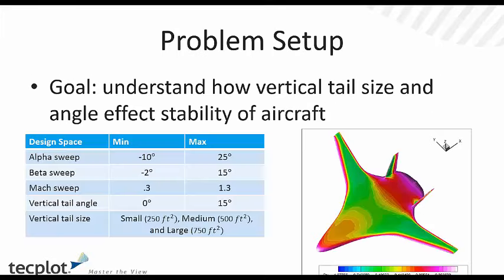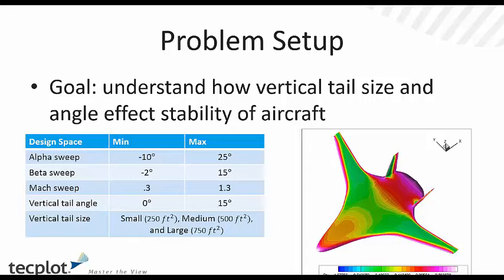So the problem setup itself is simple. We were ideally looking to understand if we vary the vertical tail size and angle and evaluate that effect on overall performance by looking at alpha sweeps. And we swept from minus 10 degrees to 25 degrees. We did beta sweeps from minus 2 to 15 and Mach from 0.3 to 1.3.